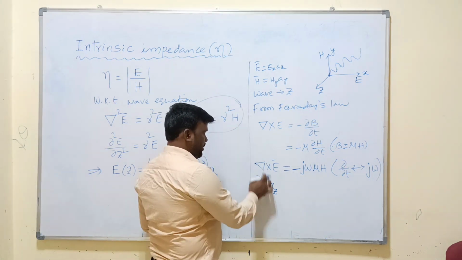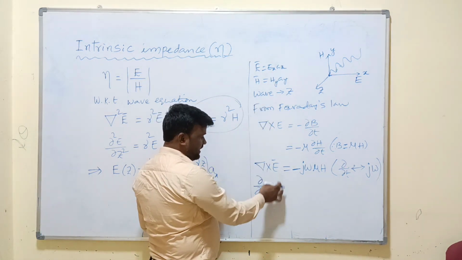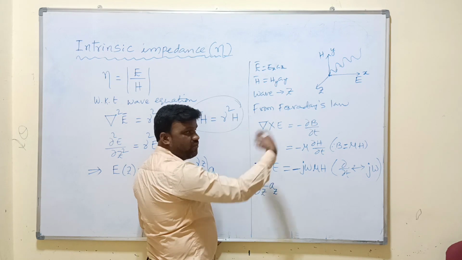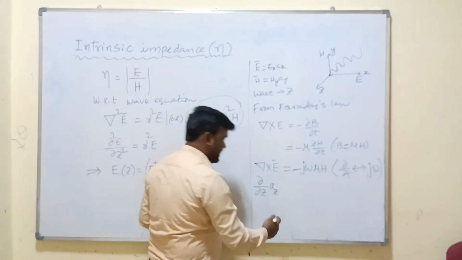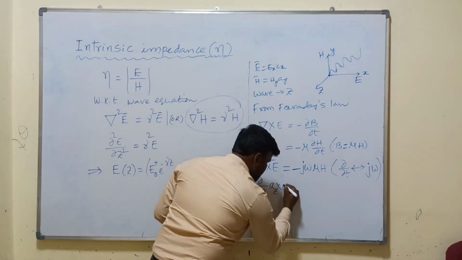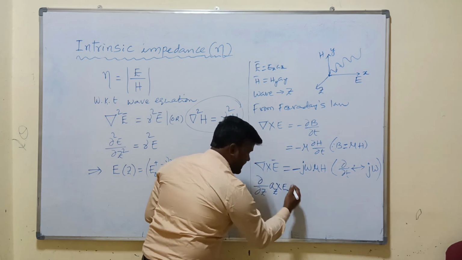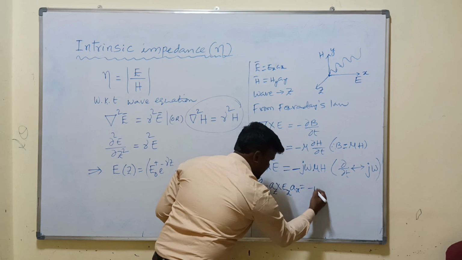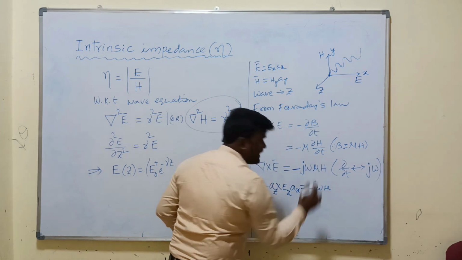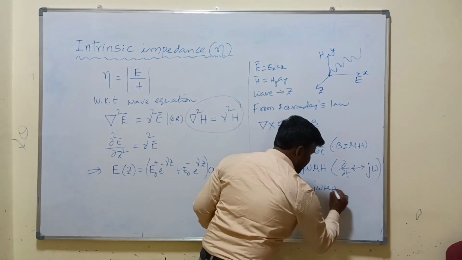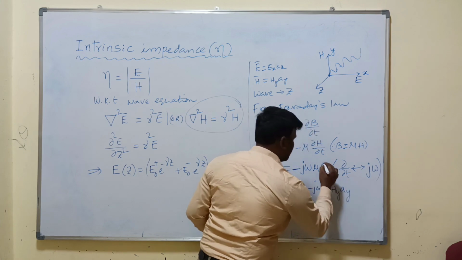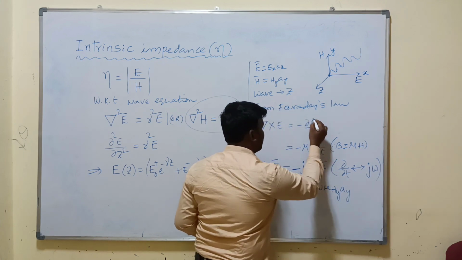It is the magnitude of del, and this one is the direction of the wave, since the wave is traveling along the z direction. What about E? E is along the x direction, that is Ex. It is the magnitude of E along the x direction, Ax, minus j omega mu. What about H? H is along the y direction, that is Hy Ay.